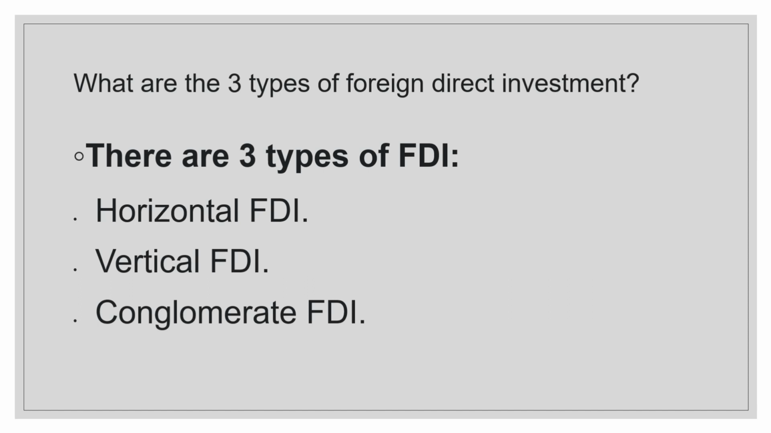What are the three types of foreign direct investment? That is FDI. There are three types of FDI: horizontal FDI, vertical FDI, conglomerate FDI.